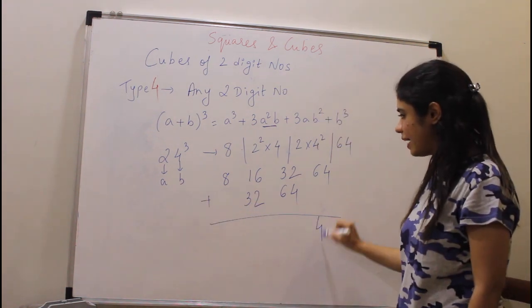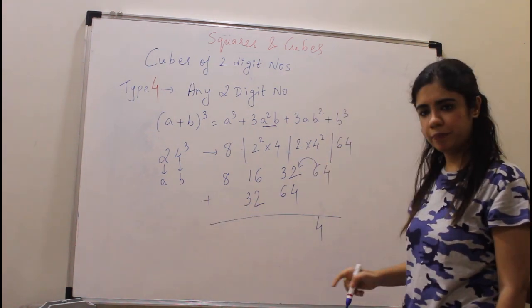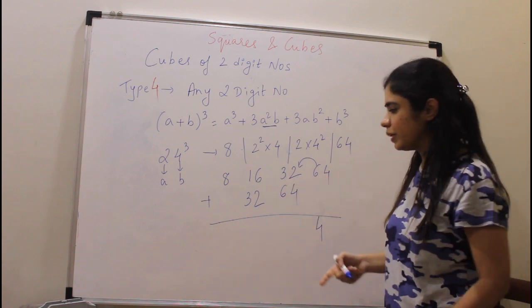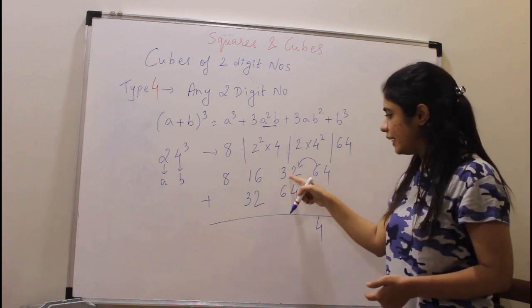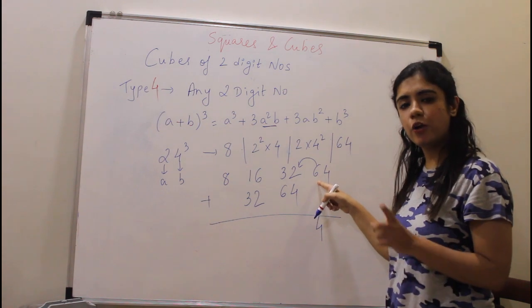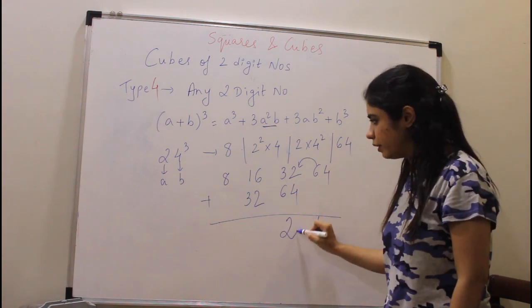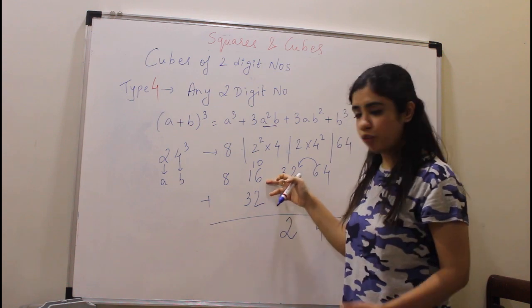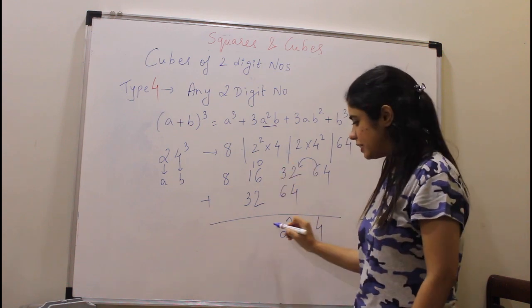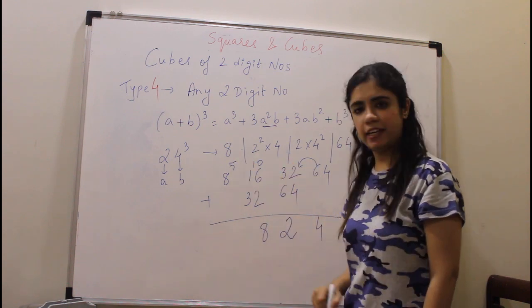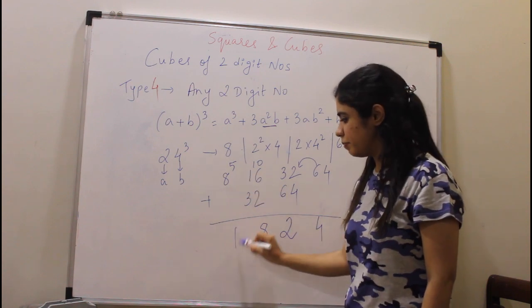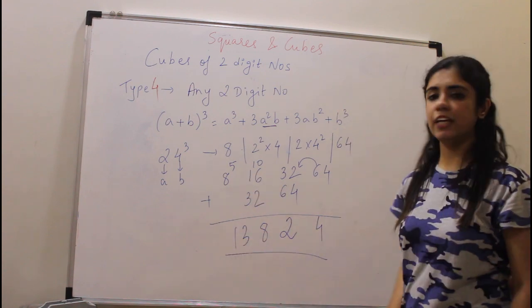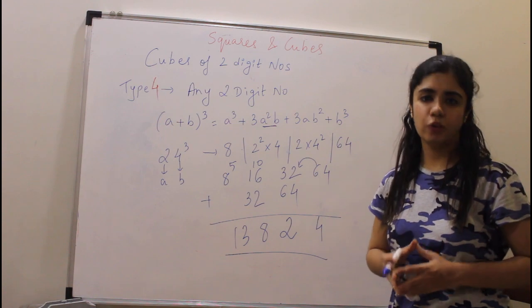Now add these numbers. So 4 will be as it is. 6 will get carried. 64 plus 32 will give you 96. 96 plus 6 is 102. So you will write 2 here. 10 will get carried. 32 plus 16 is 48. 48 plus 10 is 58. 5 will get carried. 8 plus 5 becomes 13. So 13824 is your 24 cube.